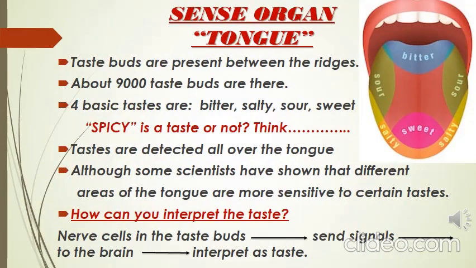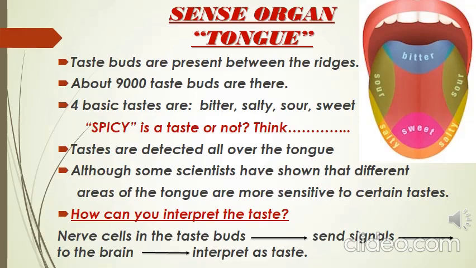Let's start our next sense organ, which is the tongue. Taste buds are present between the ridges. Now the question is, what are taste buds? Taste buds are any cluster or group of nerve endings on the tongue or lining of the mouth which will provide you the sense of taste. So you can say taste buds are a group of nerve cells.